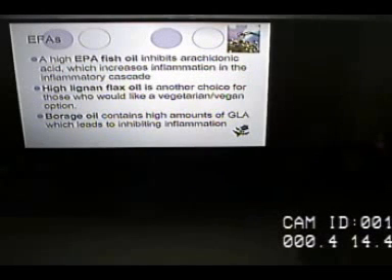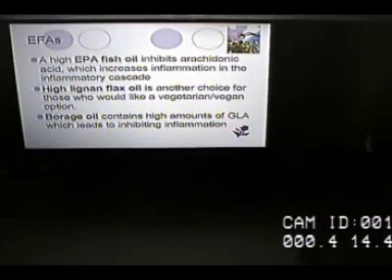The benefit of the flax also is it has an estrogenic benefit added to it, whereas the fish oil does not. Borage oil also is another one that's used for a lot of psoriasis, eczema, skin issues, rheumatoid arthritis, because it has high GLA, which is gamma-linolenic acid. It's very anti-inflammatory. So this is one that you could use in high amounts as well.